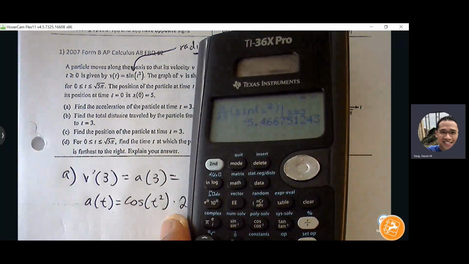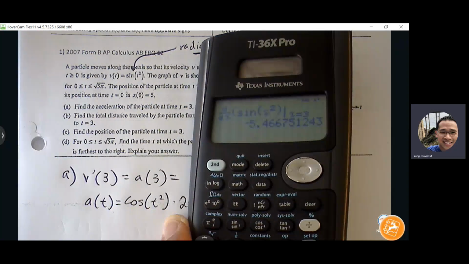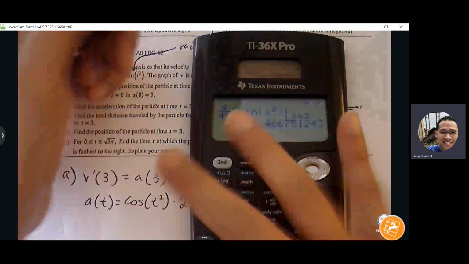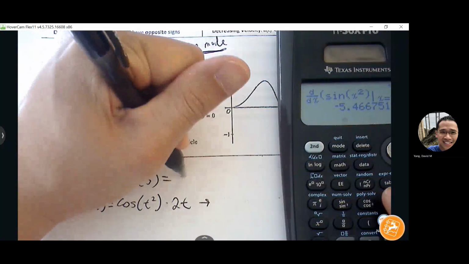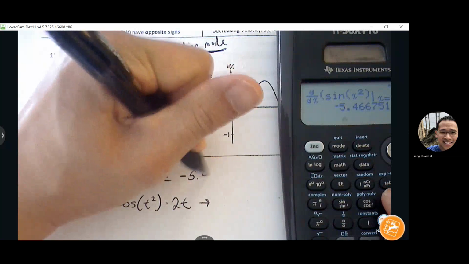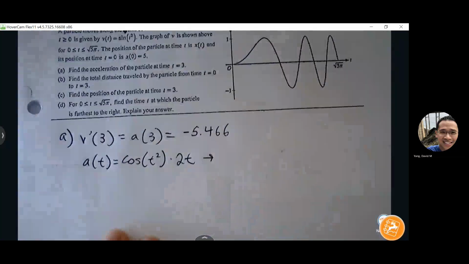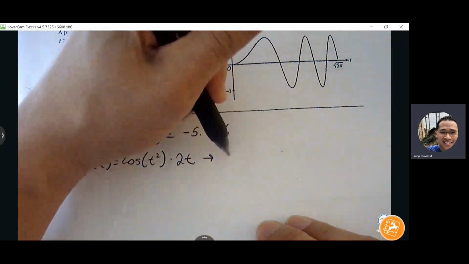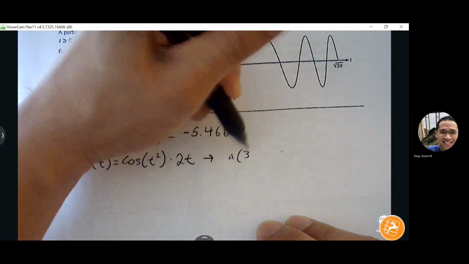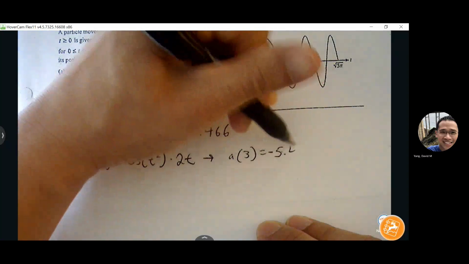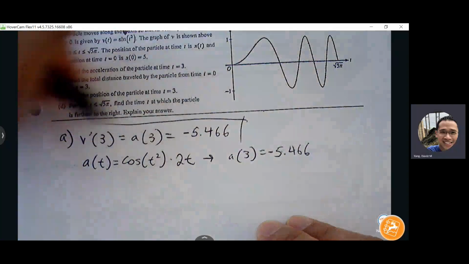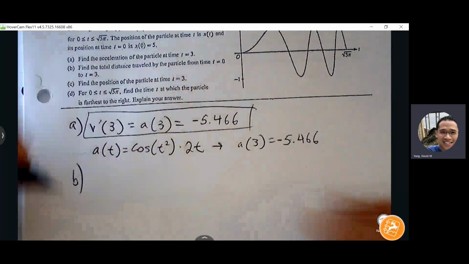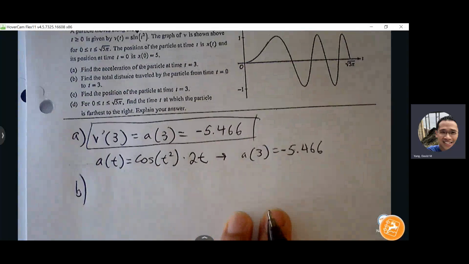So our acceleration is negative 5.467 or 5.466. We're just going to round to 3 decimal places. If you want to work it out by hand, you'll get the same thing as well. But this is perfectly fine, since with the calculator section, they're not expecting you to work it out by hand.